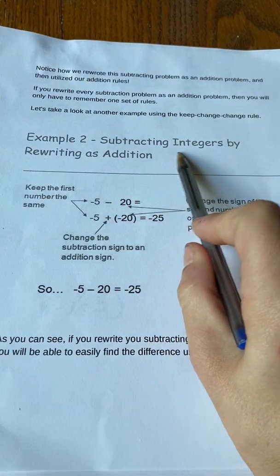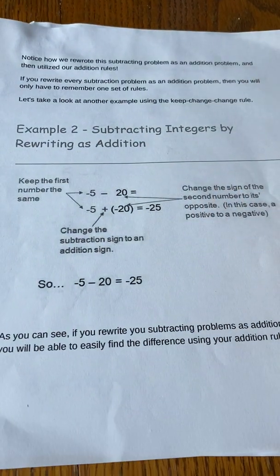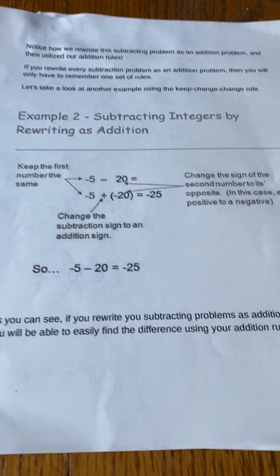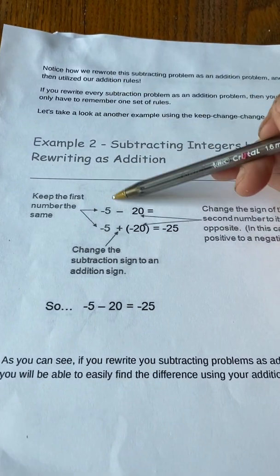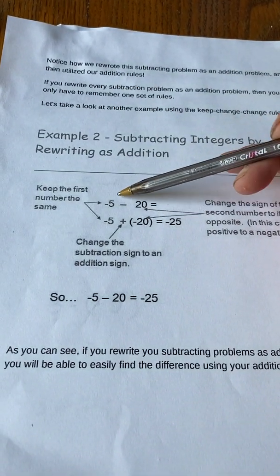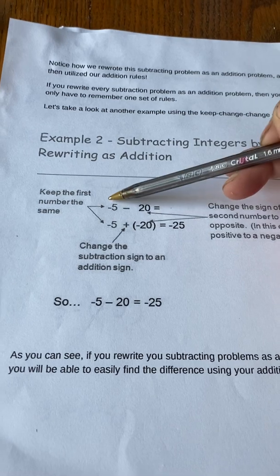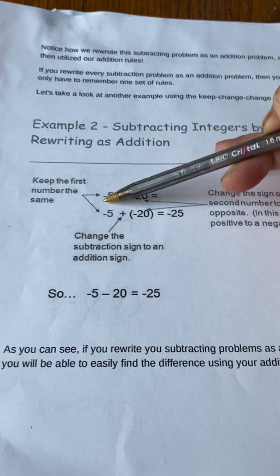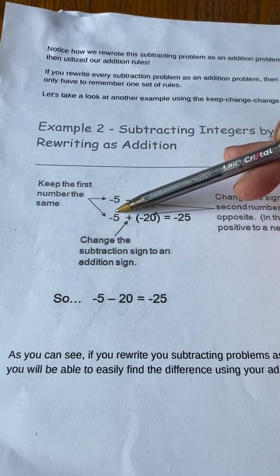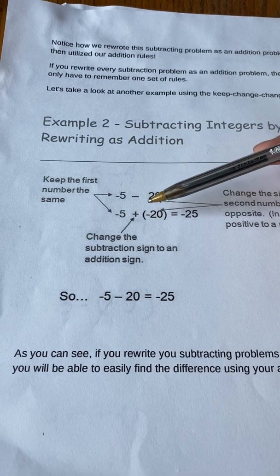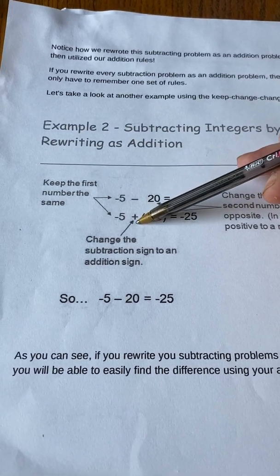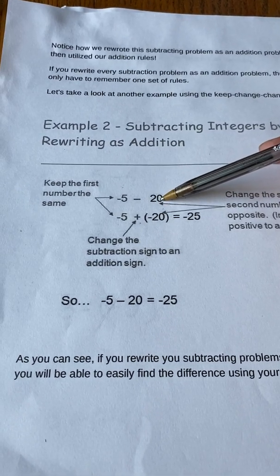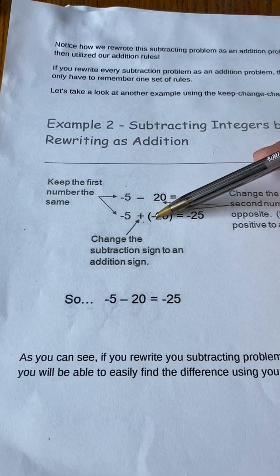Just another way that they worded it is that we're gonna subtract the integers by rewriting it as addition. That's what the first page was talking about by adding the opposite, all right? So if our problem is negative 5 minus 20, whether you think keep, change, change, or rewrite to addition, you still have to keep that first number identical. It has to stay negative 5. Then you can change the subtraction to an addition, and then you're gonna add parentheses around the 20, since you know that it doesn't have parentheses, and you're gonna add that negative there.